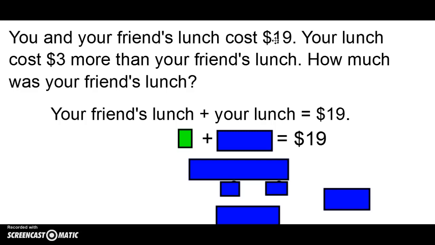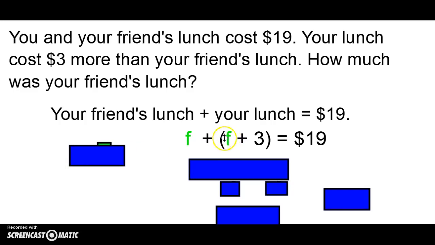This one can be a little wordy, but we can go step by step. You and your friend's lunch together cost $19. Your lunch was $3 more than your friend's lunch. How much was your friend's lunch? So think of it as your friend's lunch plus your lunch together was $19. We're going to put F for the friend, and then we know that whatever your friend's was, yours was $3 more. So we could say friend plus friend plus 3 equals 19.